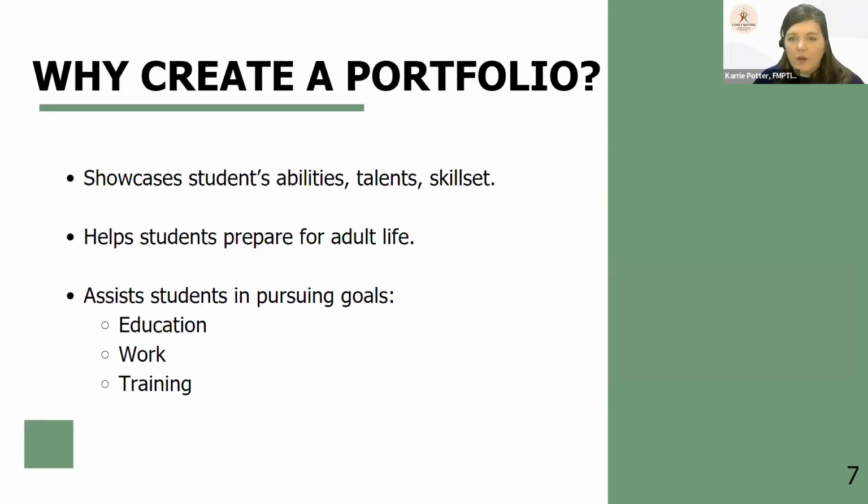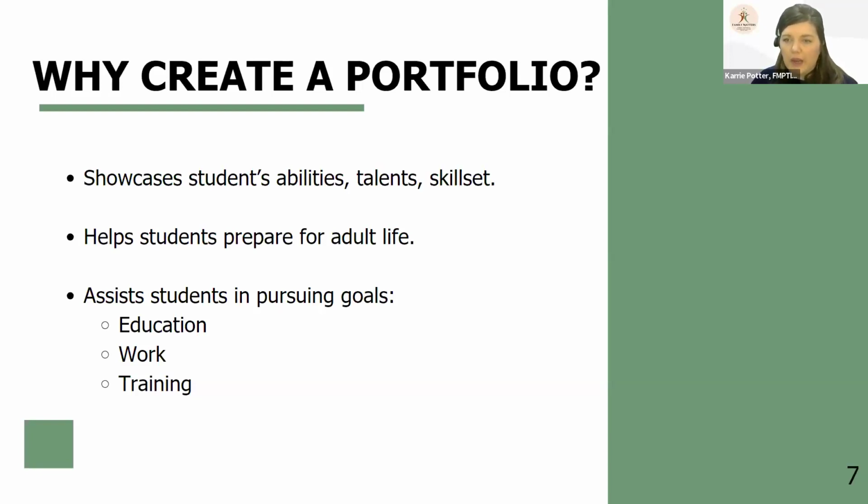Creating a portfolio, like we said, showcases that student or person's abilities, their talents, what they're good at, what skill sets they have. A portfolio can really help a student prepare for adult life. It can help them start thinking about: What is it that I'm good at? What is my goal for education, work, training? Where do I want to live?